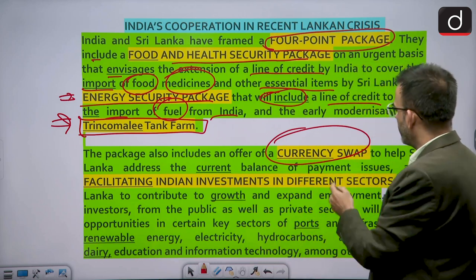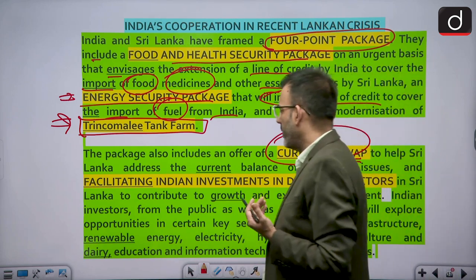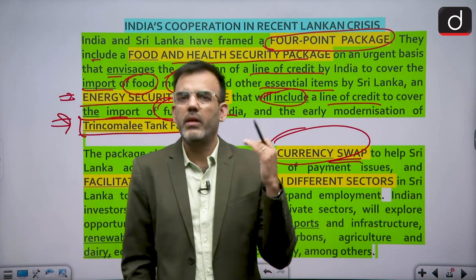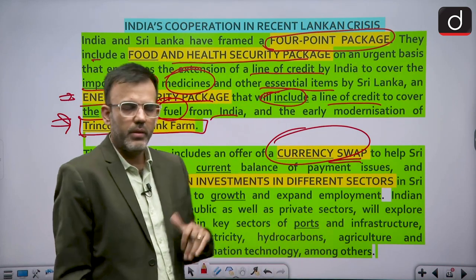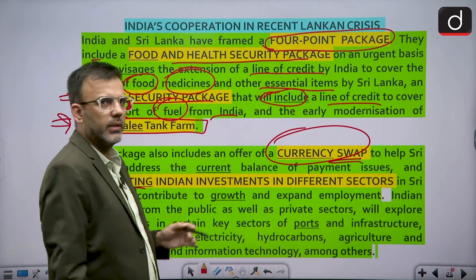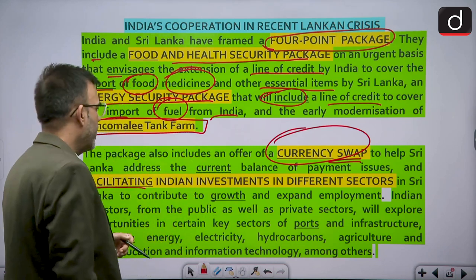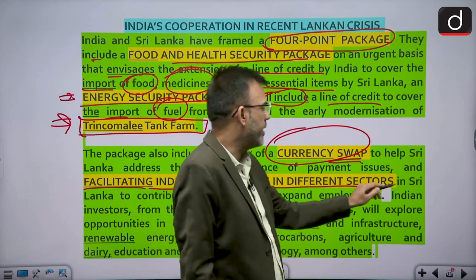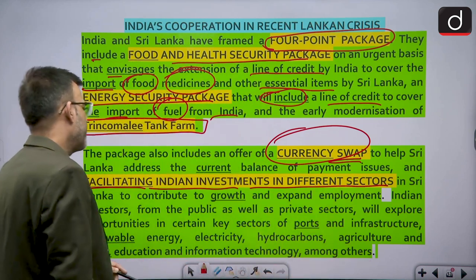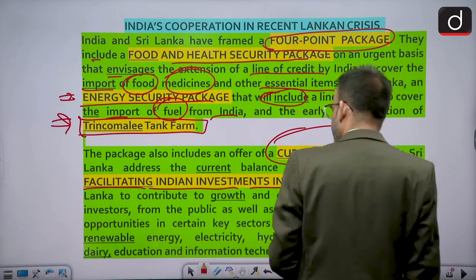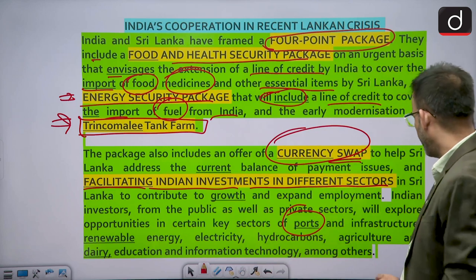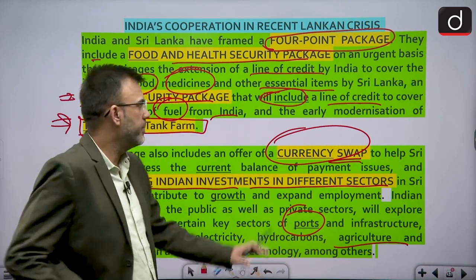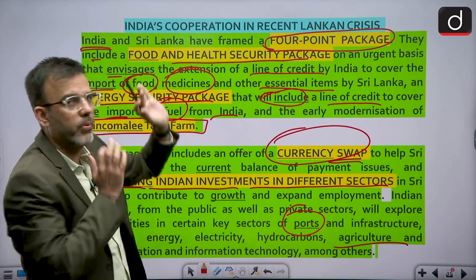The third aspect of this overall relief package was with respect to currency swap. Currency swap is basically intended to ease the balance of payment crisis and the Sri Lankan currency devaluation which was taking place. So, this was the third dimension. India provided a currency swap agreement. And fourthly, a very important aspect was to facilitate Indian investments in different sectors in Sri Lanka, primarily in the sectors of ports, infrastructure, renewable energy, electricity, hydrocarbons, agriculture, education, etc. So, India basically resorted earlier to this 4-point package.